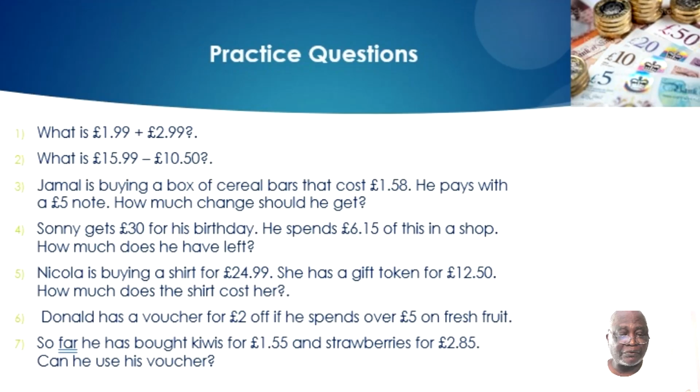Here are 7 practice questions. Read them carefully and see if you can figure them out for yourself. Interpret them. Remember the rules. Convert pounds to pence if you have both currencies, or pence to pounds if it's necessary. And then find out the total cost of the items you need to get, and how much they will cost. Compare it with what you have.